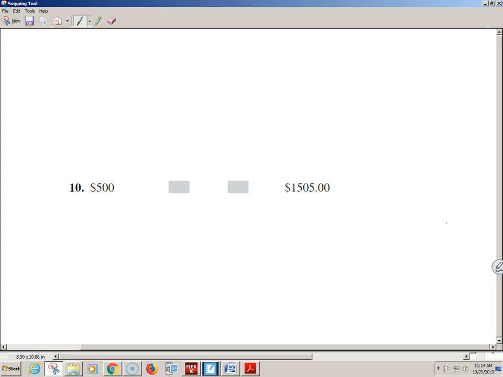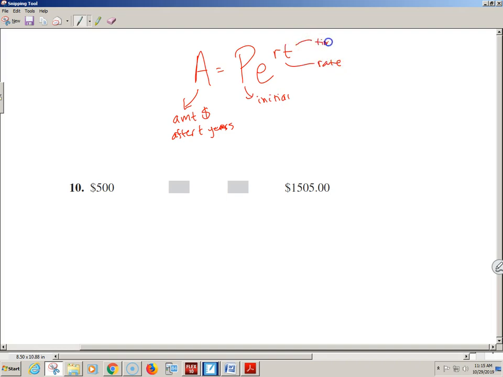So check it. Alec, you're the one that knows this one. What's the formula for this whole table? Okay, let me label stuff. This is the amount of money that you have after t years. This is the initial, where you're starting. This is the rate, and this is the time, right? We can put little t's.